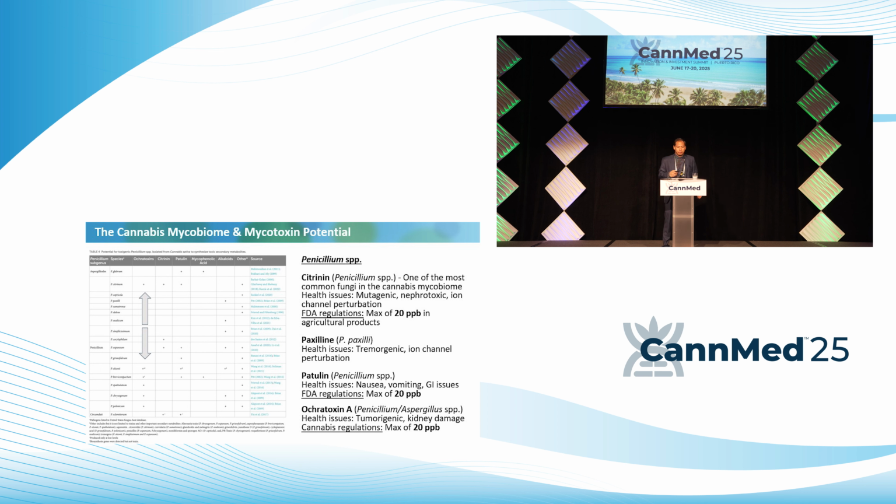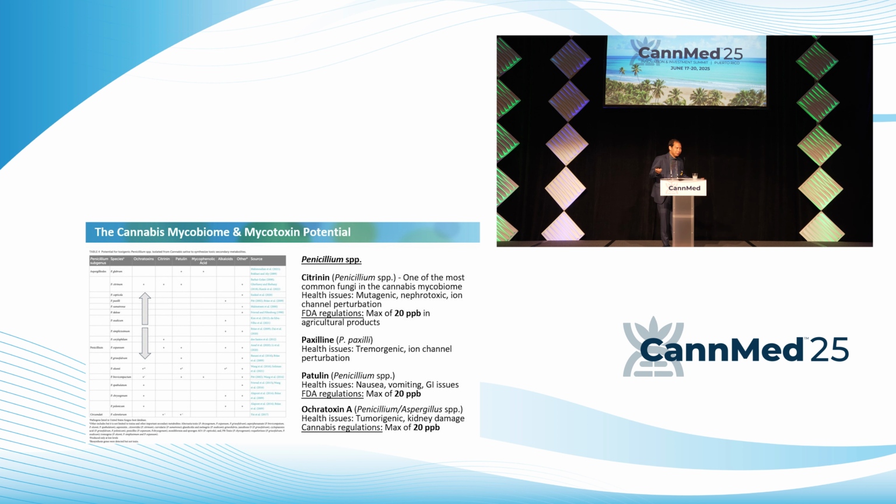So in the context of things like Penicillium citrinum, this produces citrinin. This might be of concern for epileptic patients because of that ion channel perturbation. If you're taking something like, say, a CBD to control your epilepsy, and there's a bunch of citrinin in it, well, you might be modulating in a way that is not beneficial, especially because epilepsy is one of those things where you really have to dial things in. And this one is regulated by the FDA.